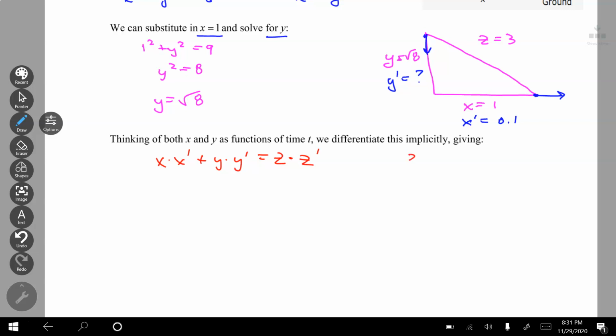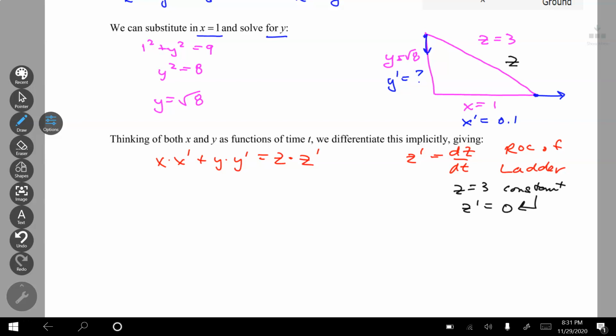Okay, z prime is dz over dt, and this is the rate of the change of the ladder, because the ladder is side z. Well, the ladder is always 3. So side z is equal to 3, and it's constant. It never changes. The ladder doesn't change length. It's not a collapsible ladder. So z prime is equal to 0.